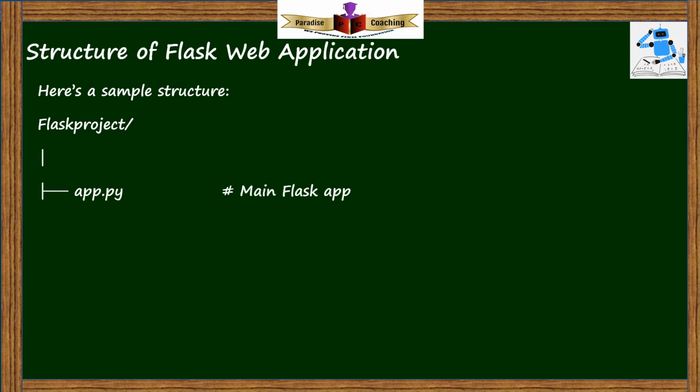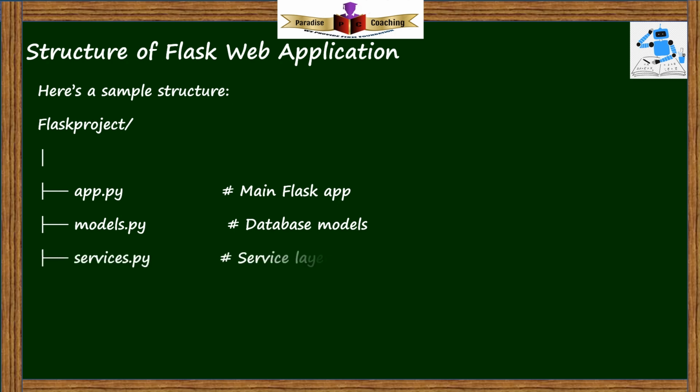app.py contains Python code and is the start point of the web application. Models.py defines the database models required for the web app. Services.py defines the services to be used in the application. It defines the business logic of the project.